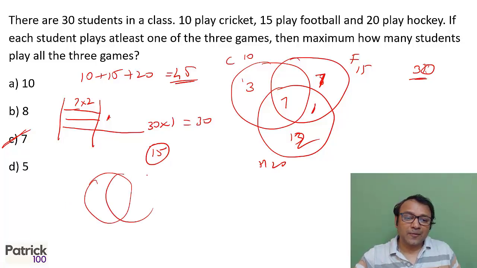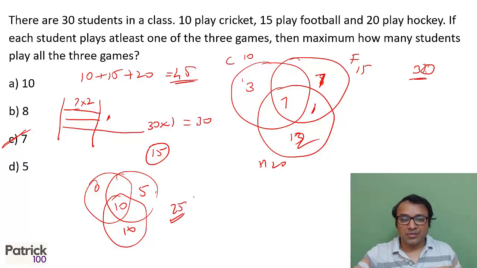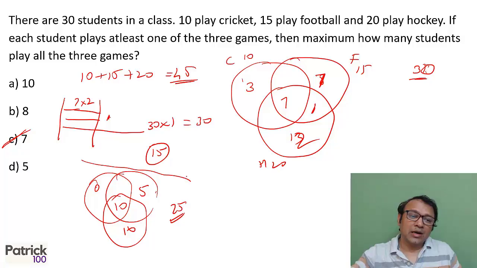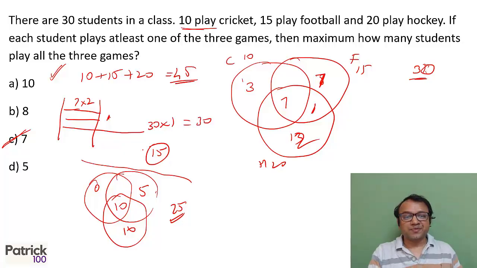For example, if I take 10, what do you get? Cricket 0, football 5, hockey 10. Total becomes 25, but I want 30 people. Right? More than 10 is definitely not possible, because only 10 people play cricket. A good method would be this straight method. It's easier to get the answer this way.